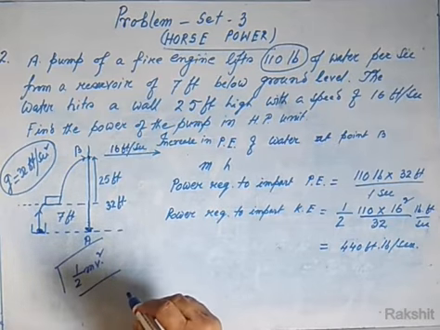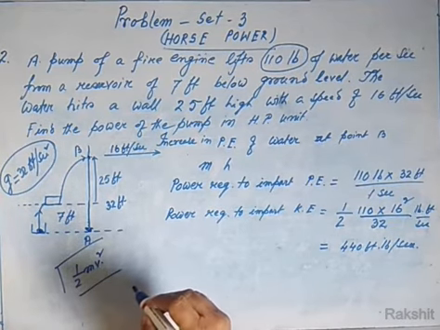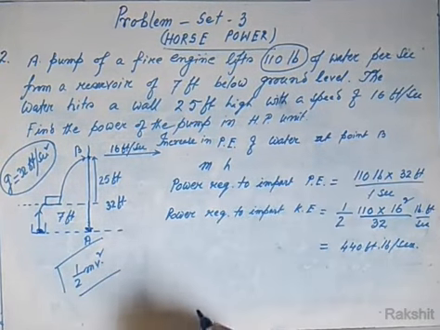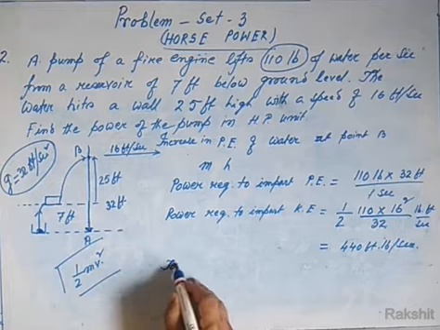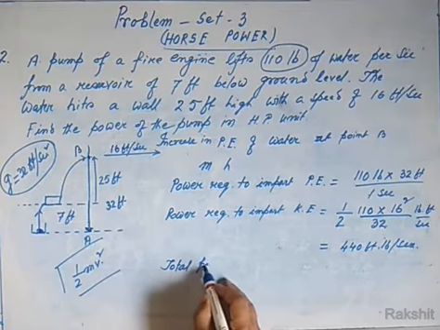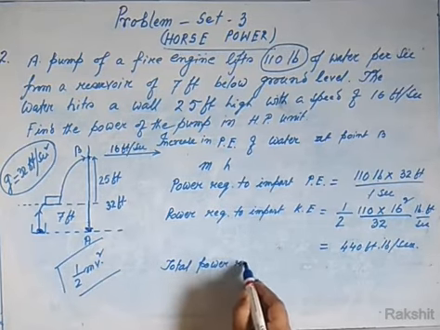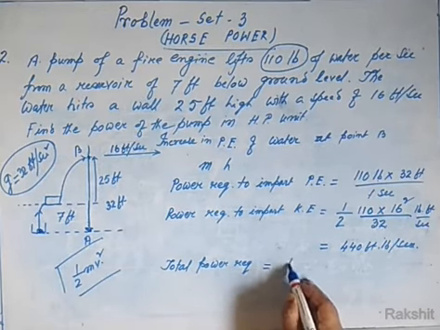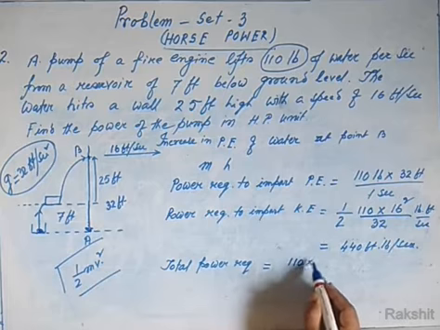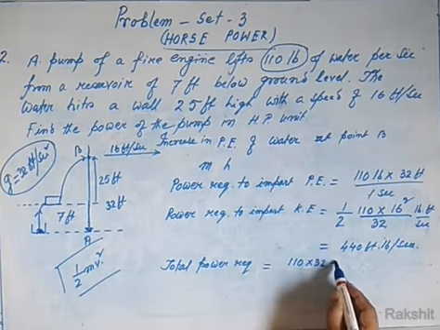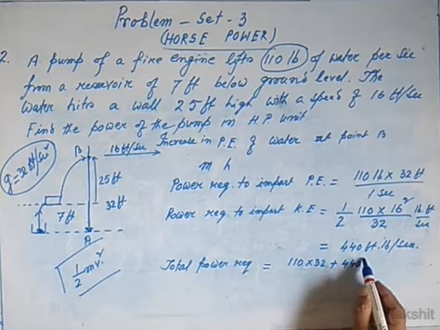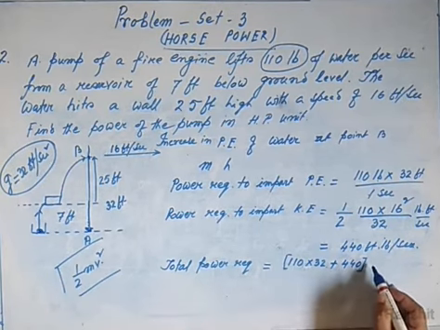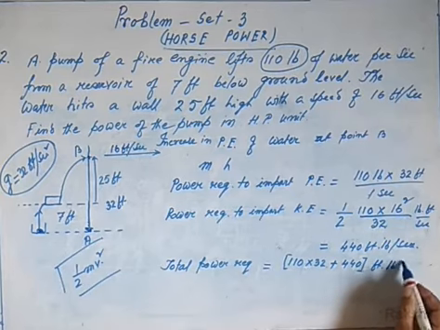So, the total power needed, or total power required to impart potential energy and kinetic energy, is equal to 110 into 32 plus 440. Remember, all these are expressed in foot pound per second.